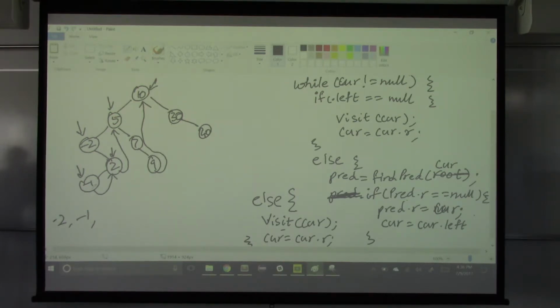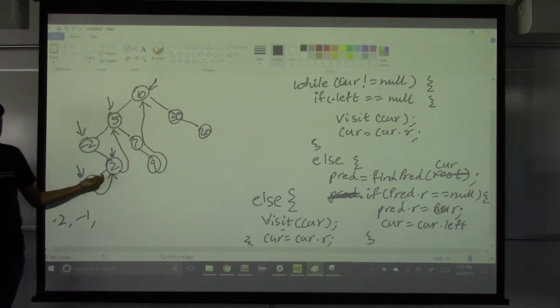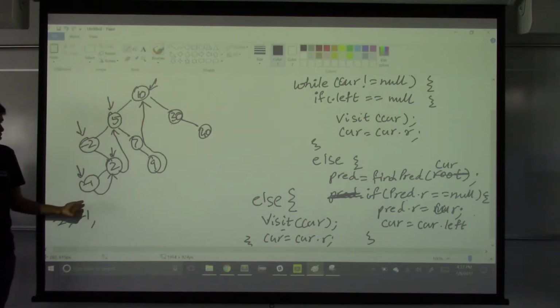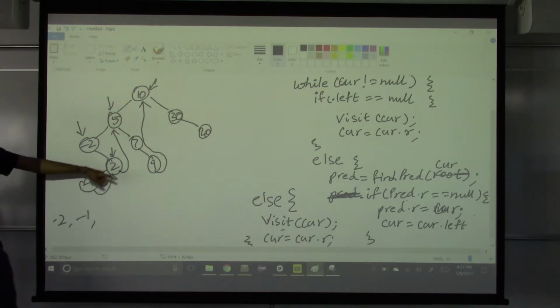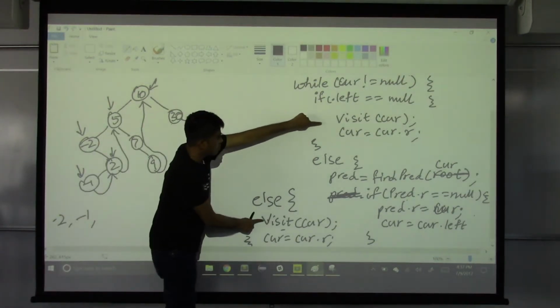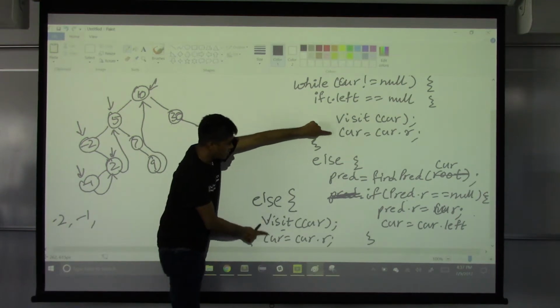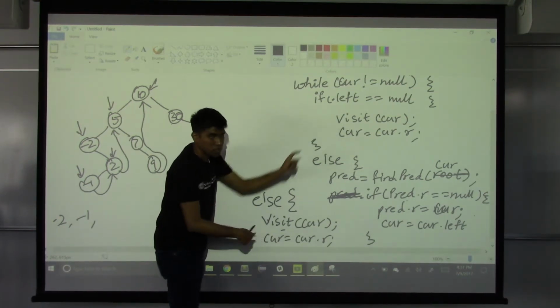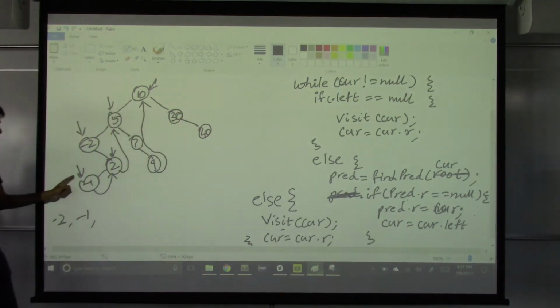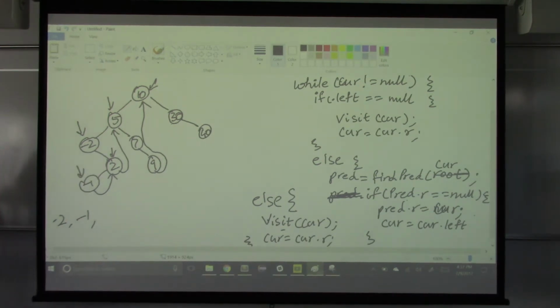Yep, -2. If you did not do this wiring, you have to do iteration, right? Iteration means I go to a node and then I somehow get to its next node, and so on. If I did not do this, then there's no way for me to go from -1 to 2. That's why I did this. Whenever I visit something, you notice, these are only two places where I visit. If I visit something, then I just make cur equals its right. So right now cur's right is 2.